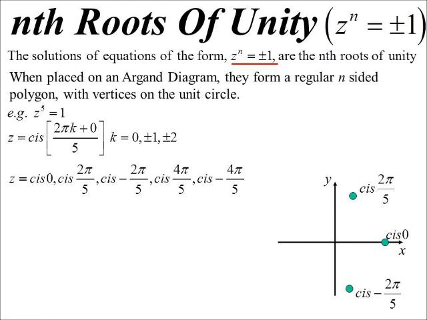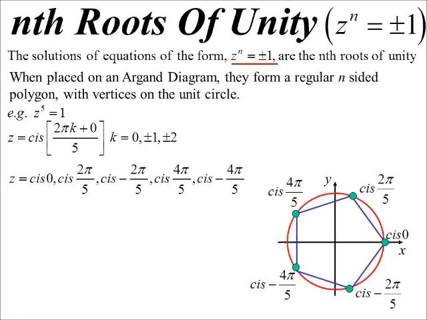So cis minus 2 pi on 5. Go around another 72 degrees, there's cis 4 pi on 5. Its conjugate must be there, cis minus 4 pi on 5. So as I say, they all sit on the unit circle, and if we join them up, we'd get a pentagon in this case, a 5-sided polygon.